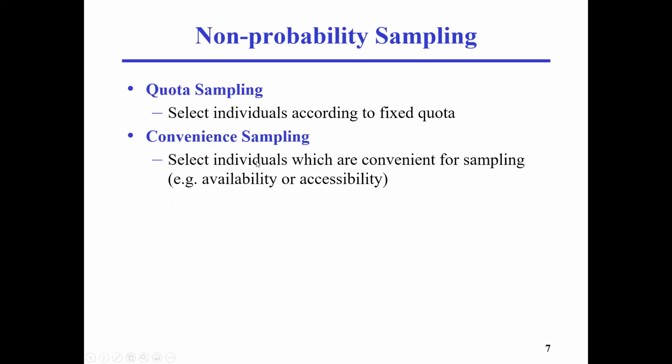Convenience sampling. Select individuals which are convenient for sampling, right? Availability or accessibility. For example, you want to ask people about their commuting time, and for convenience, you just interview people living very close to your residence, right? You know that it's not scientific, it's not representative enough, but of course you can do that. So it's not reliable. This method is just not reliable.